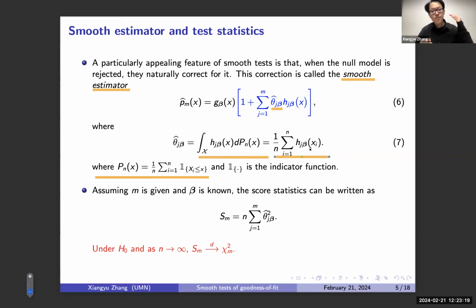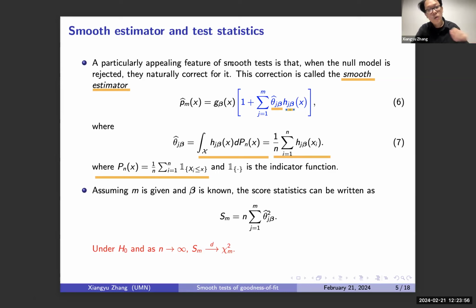Okay, so that's the intuition: when you're testing some model and you get some data, if your model unfortunately gets rejected, you will have a natural way of correcting it, and the smooth estimator provides such a way for you to correct it. Of course, the corrections also depend on how you select your basis functions and how you choose this M.